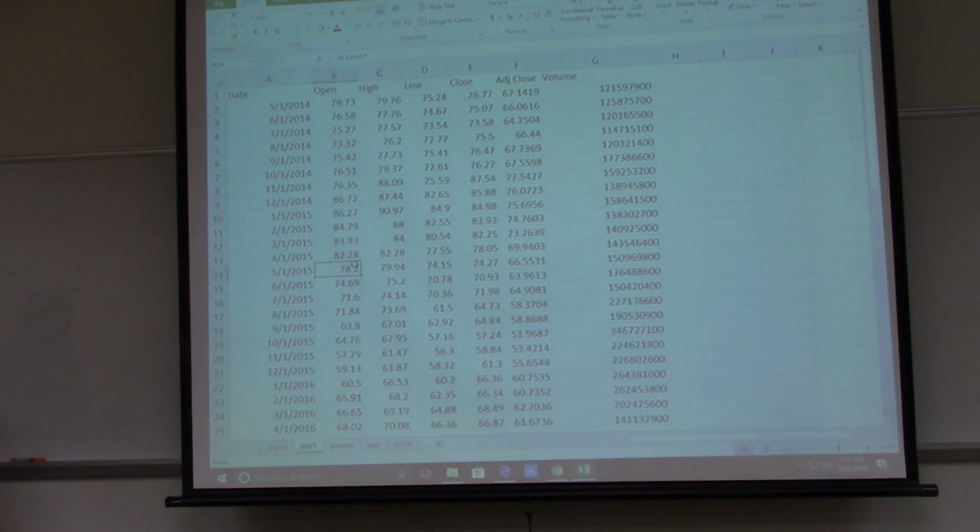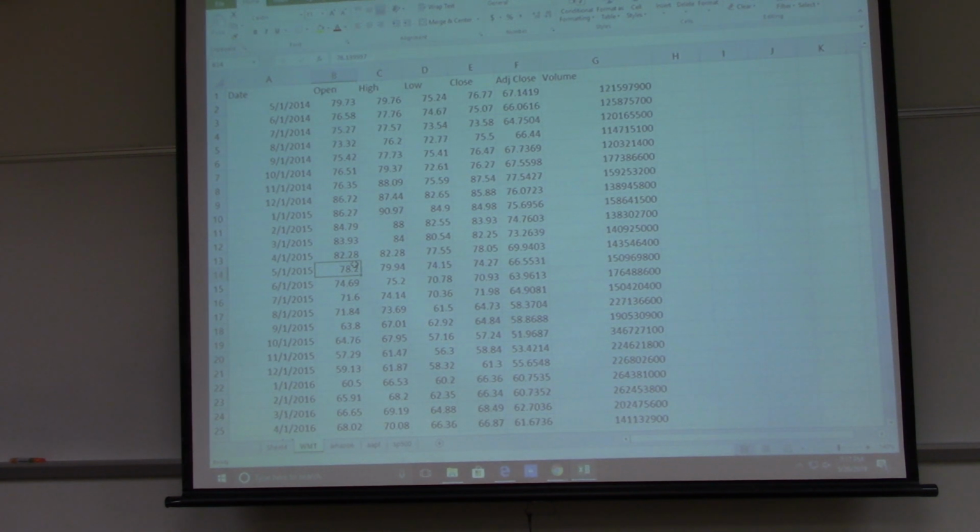So the date, no explanation needed for the date. Open is for that date, like May 1st, 2014. When the market opens, the opening price for the stock is $79.73. So usually the closing price in the previous day and the opening price in the next day are different. Why is the stock closed in the previous day at a different price than the price it started at the following day?